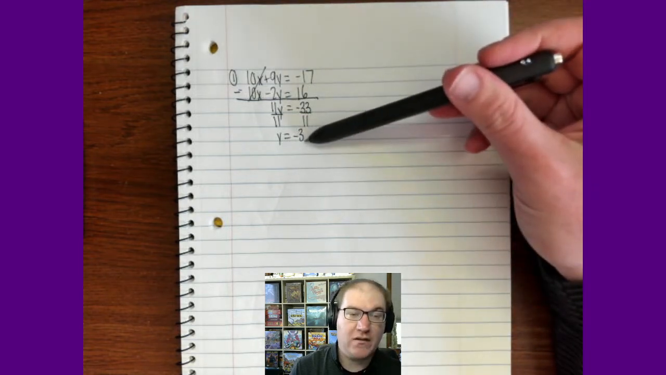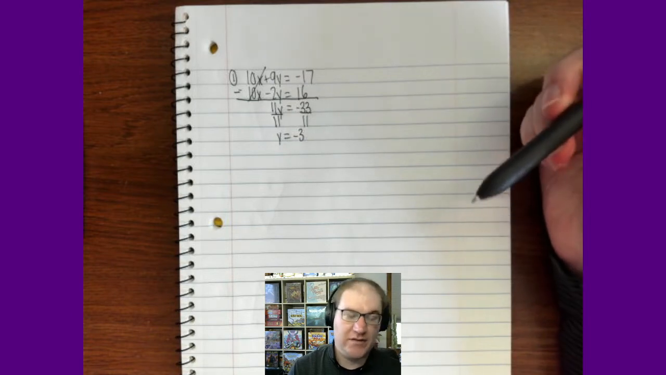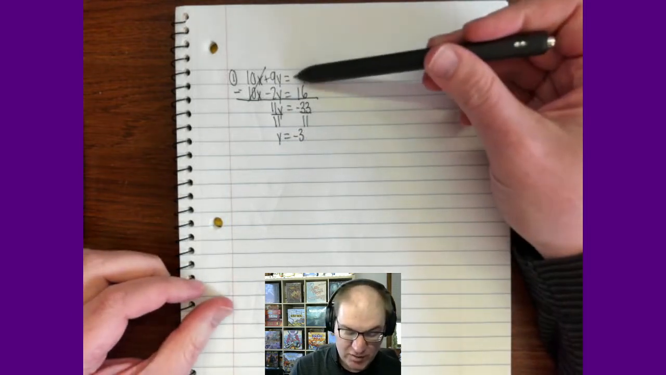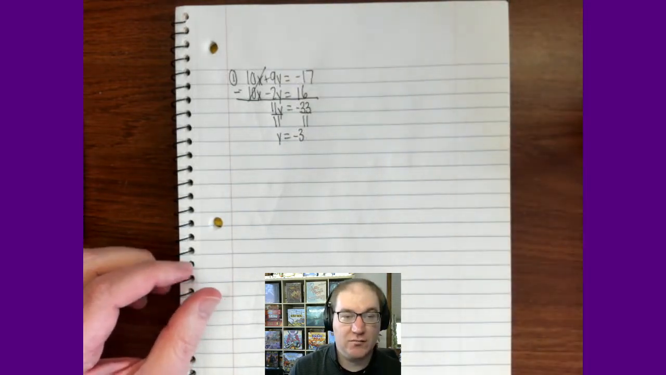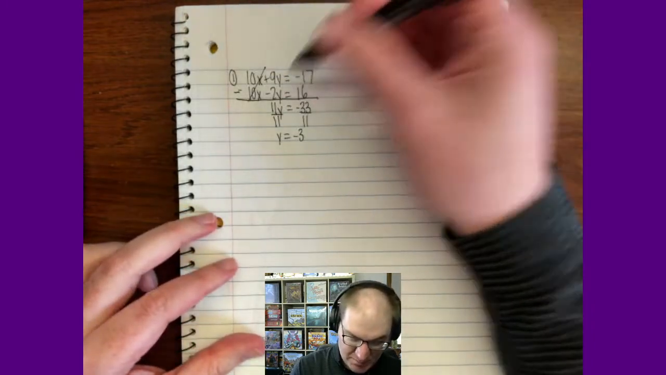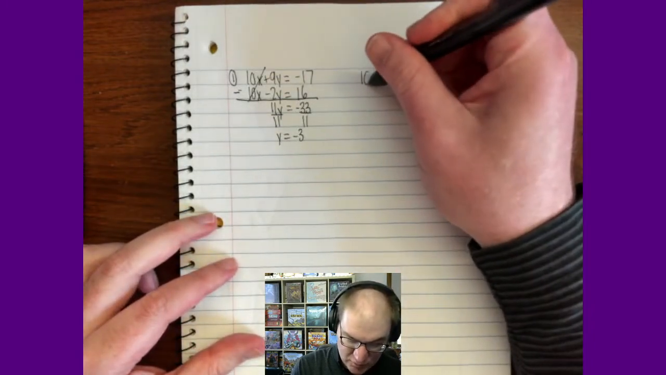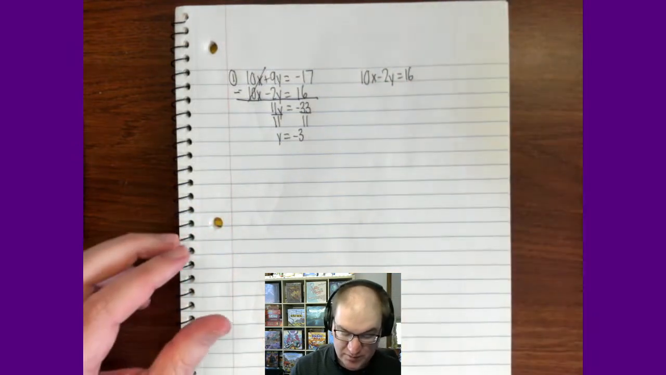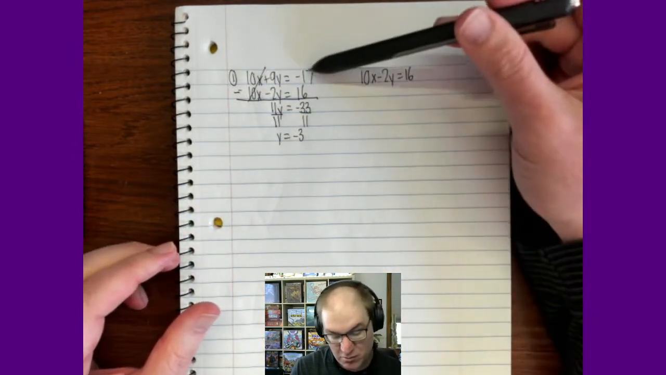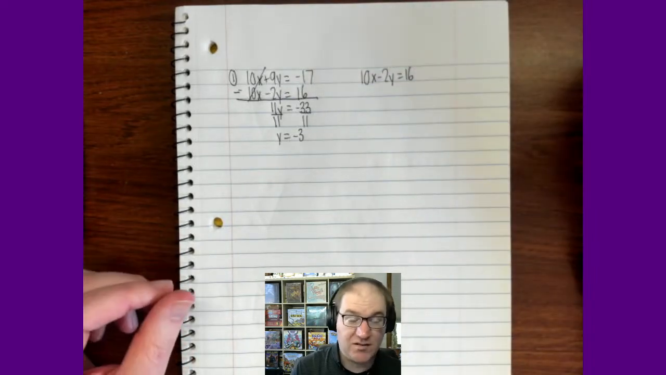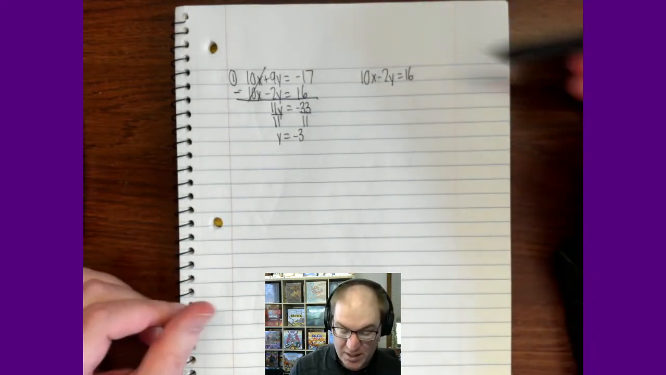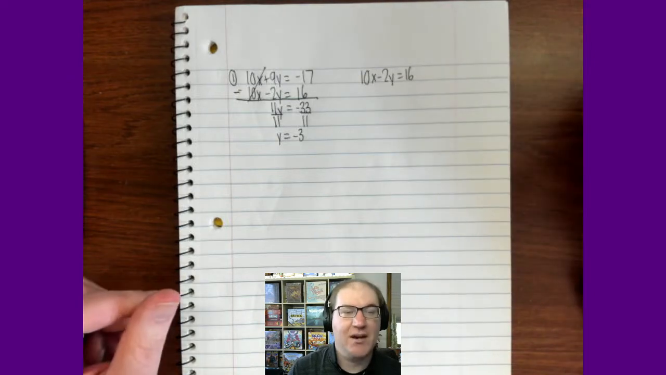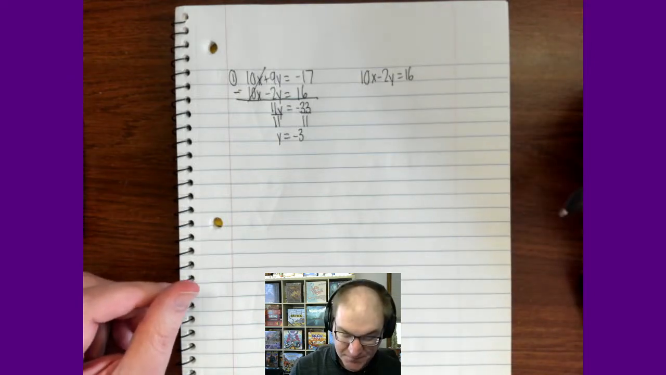Once you find out one of the variables, you need to find the other variable. So to do this, you need to pick one of the original equations and write it down again. I'm going to pick the bottom one because I like equations that have smaller numbers. 2 is a small number, 16 is a small number, although negative 17 is actually smaller than both of those. But we're going to use this one. It doesn't actually matter which equation you use.